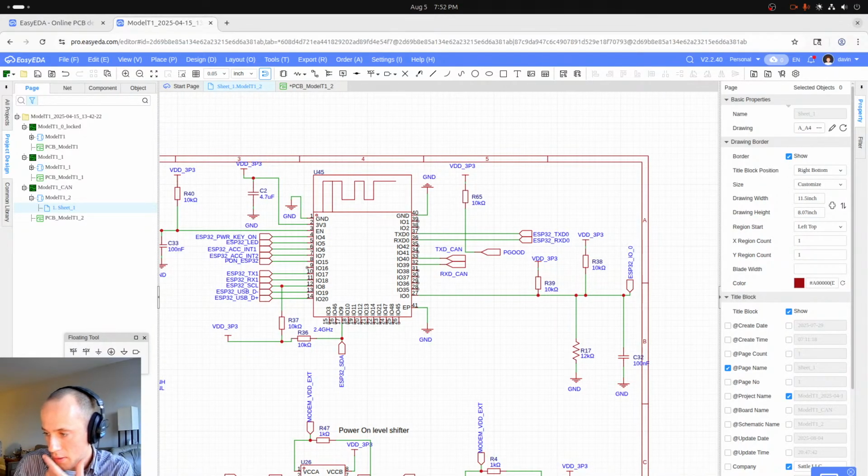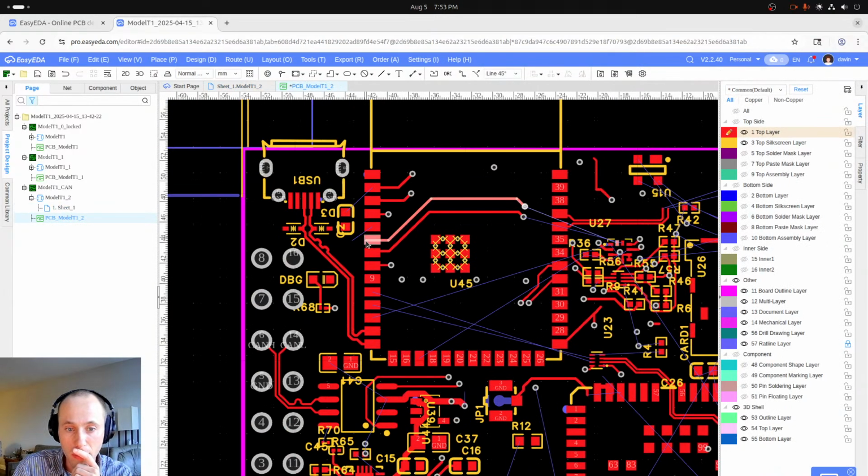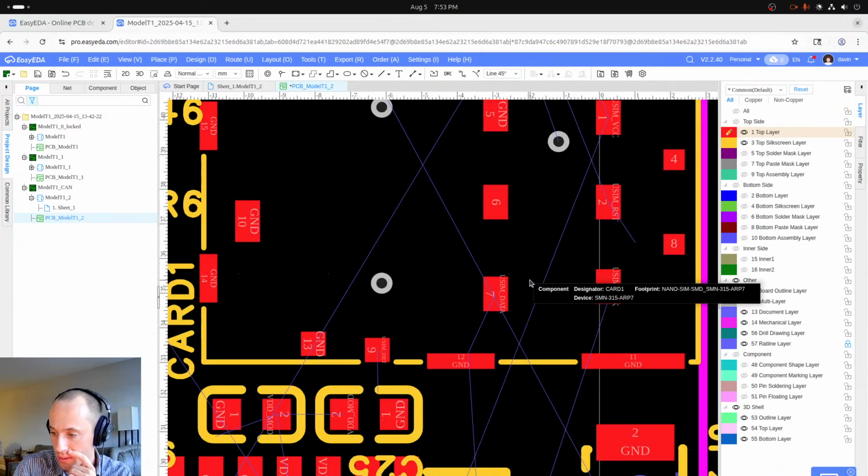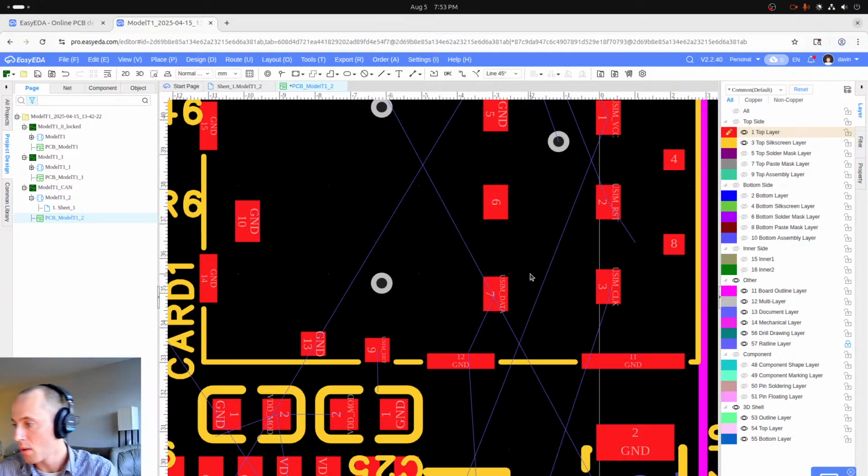All right, we'll see. Okay, okay. So I cannot be moving the SIM card away from where it was. Hold up.